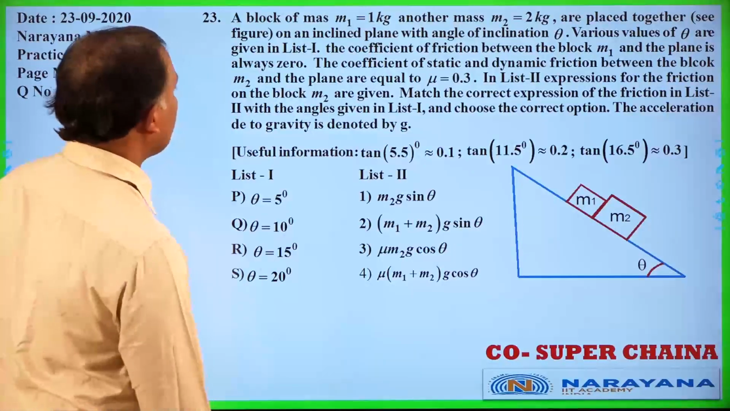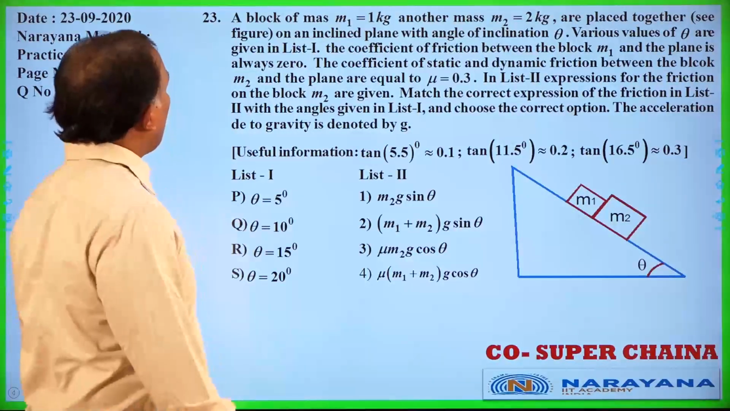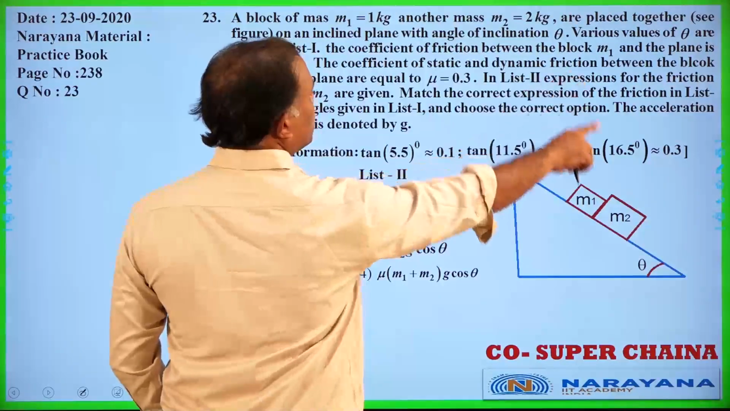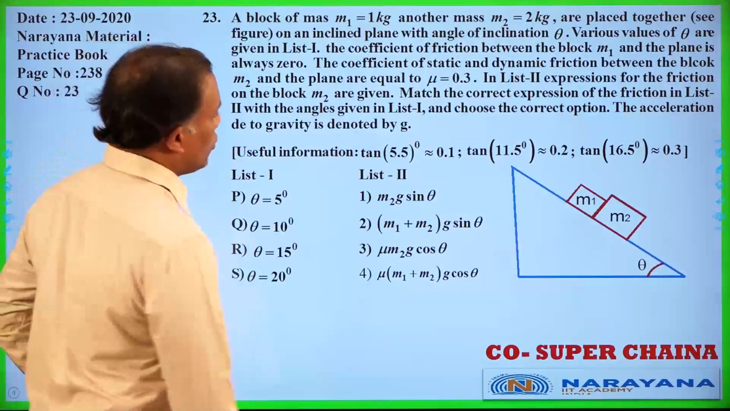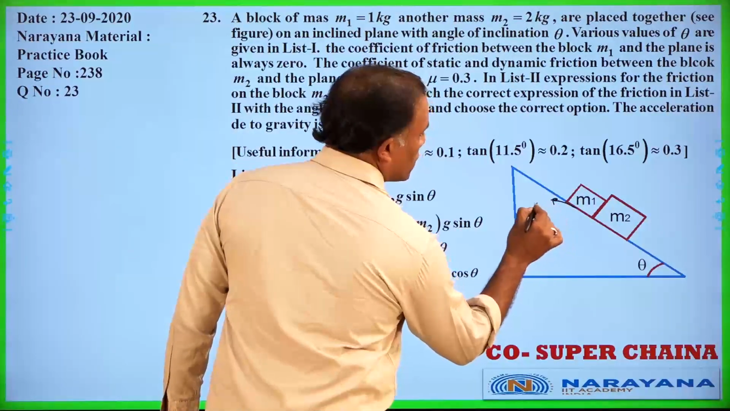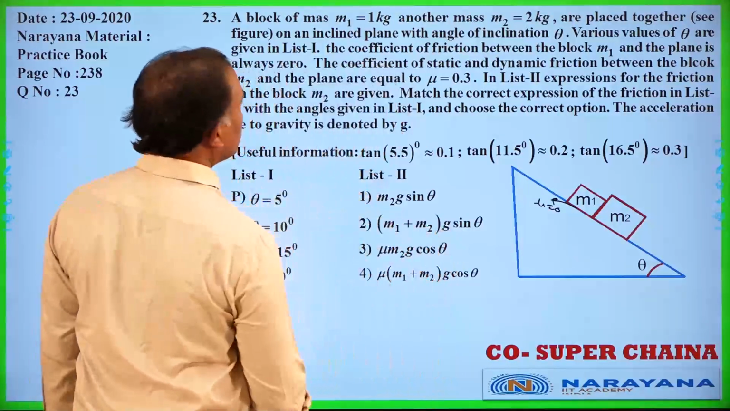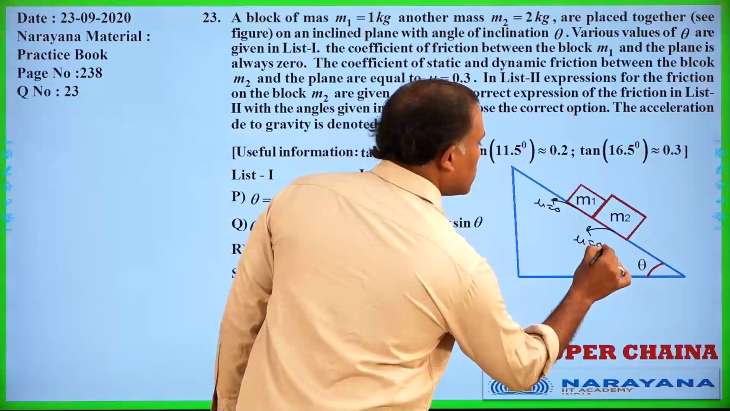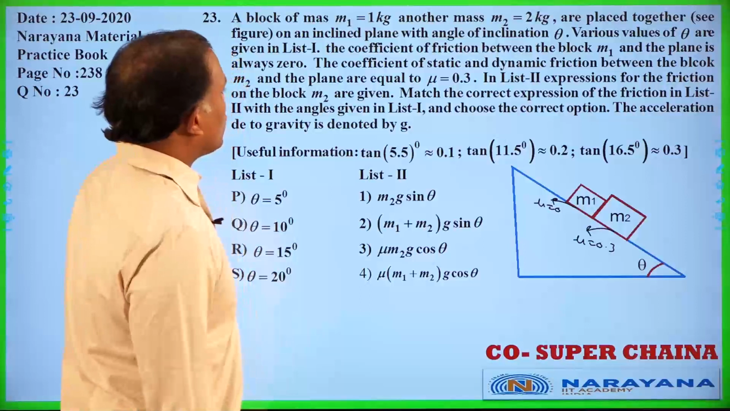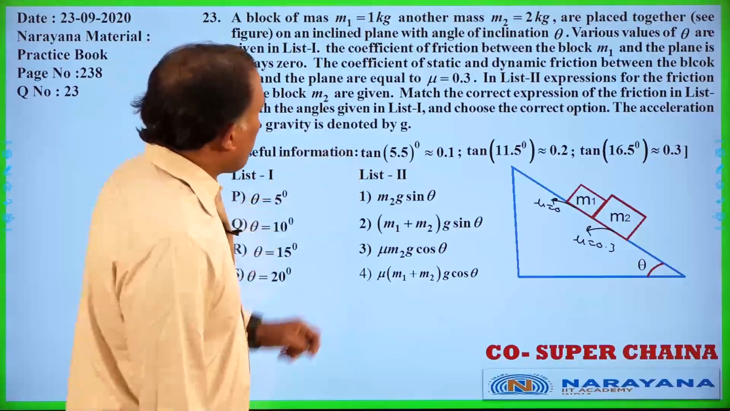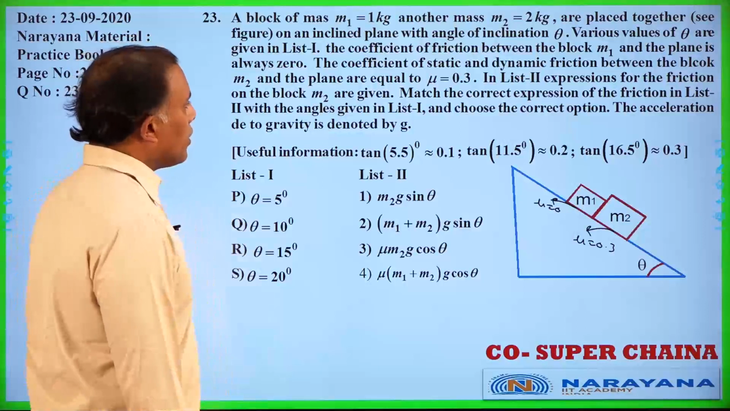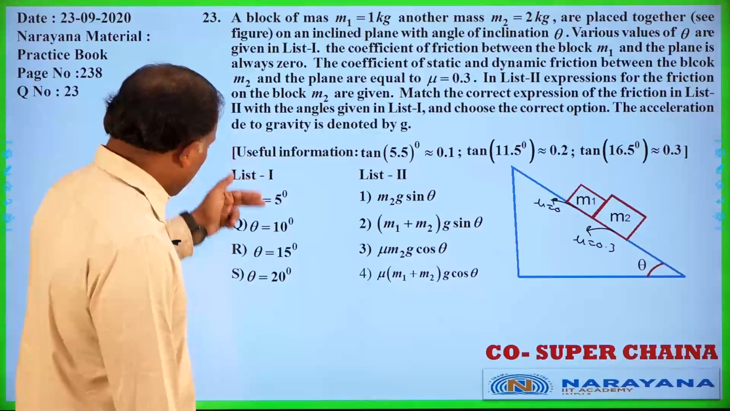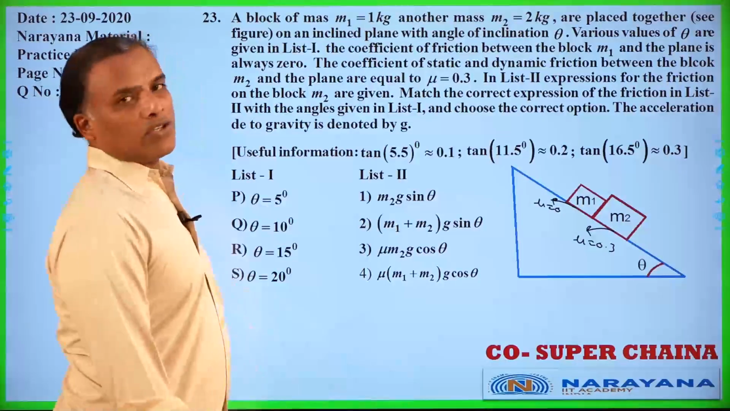Yes, next question we can see. If blocks M1 and M2 are placed together on an inclined plane, then the coefficient of friction between M1 and the plane is always 0. So here mu is 0 for this, here mu is 0, and here mu is 0.3 given. List 2 of expressions for block M2 is given. Match the correct expression for the friction in list 2 with the angles. Some angles are given, and he is asking what the friction will be there.